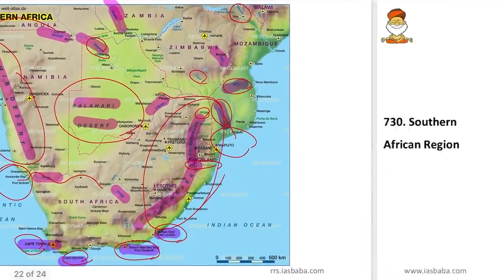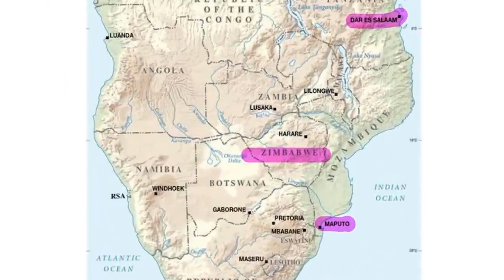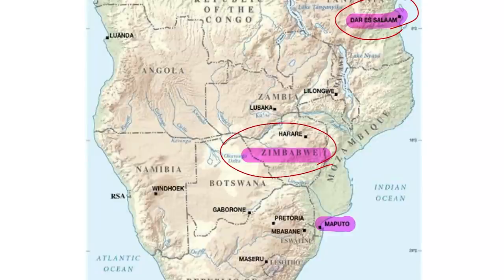Then come to the next one, the political maps. Friends, Dar es Salaam is one of the important cities of Tanzania, so that is worth remembering. And the country Zimbabwe is also worth remembering because its currency went bankrupt a few years ago and it is using several nations' currency including Indian rupees. Then we have the Maputo Bay and Maputo place of South Africa.